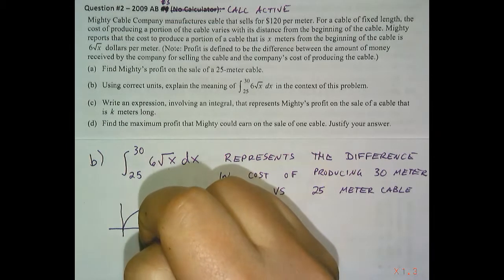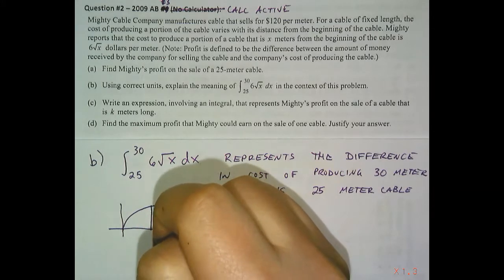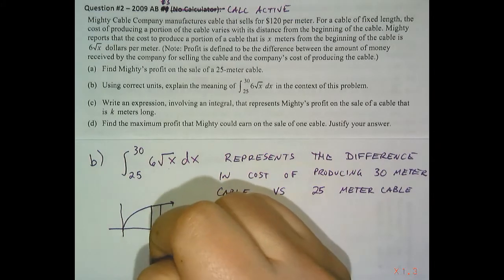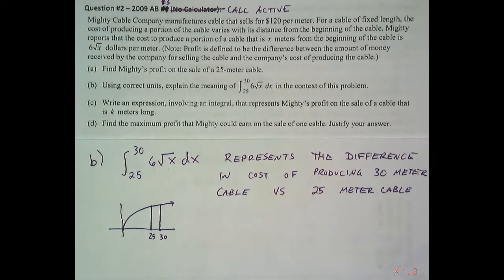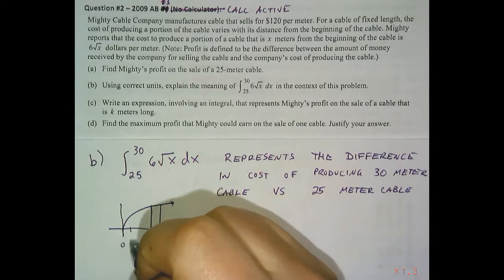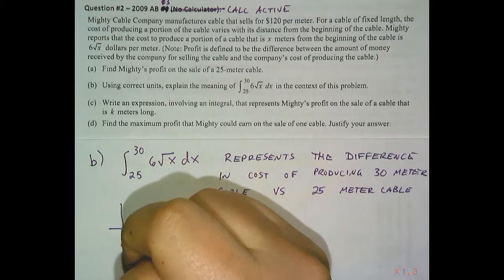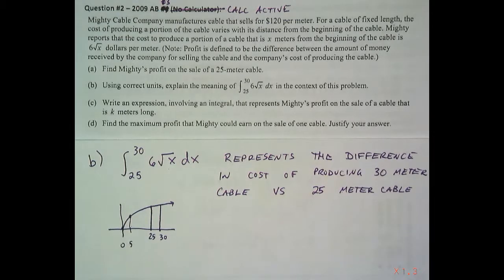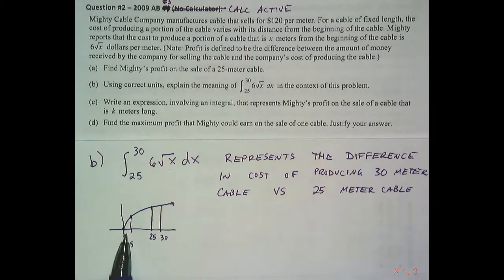And it would make sense that from 25 to 30, there's a small jump in cost difference. Between 0 and 5 there should be a huge jump, because you have to set up the factory, and it's much more expensive to do your first 5 meters than it is to do 5 meters way out towards the end.